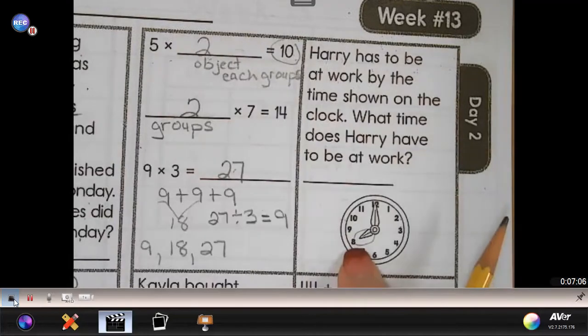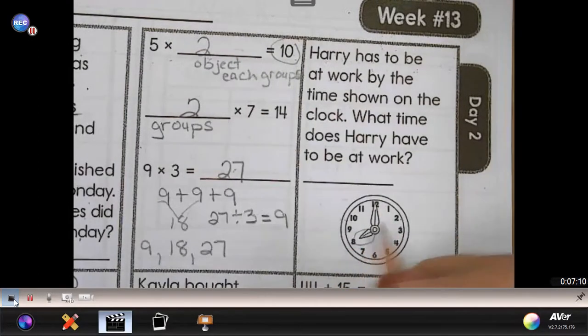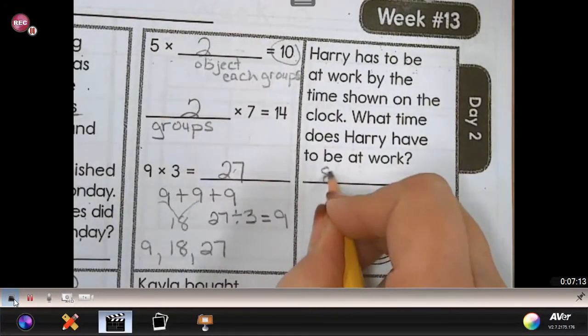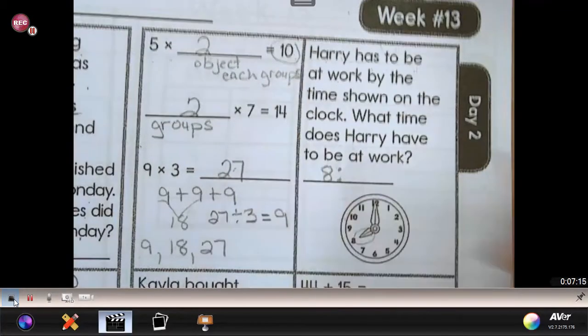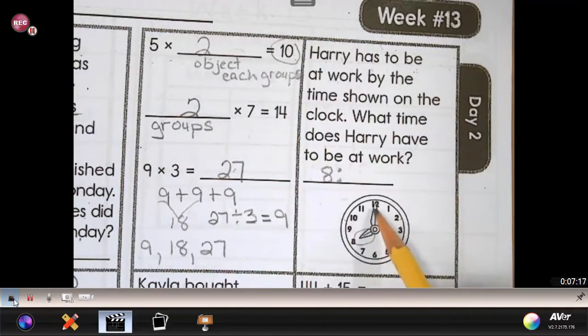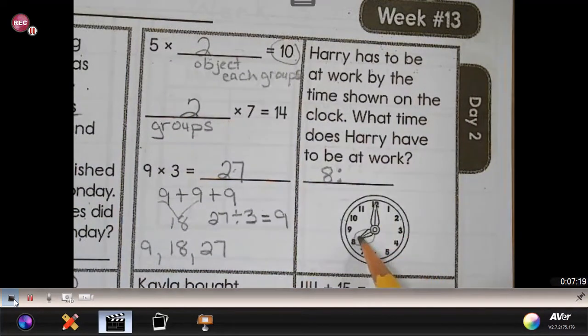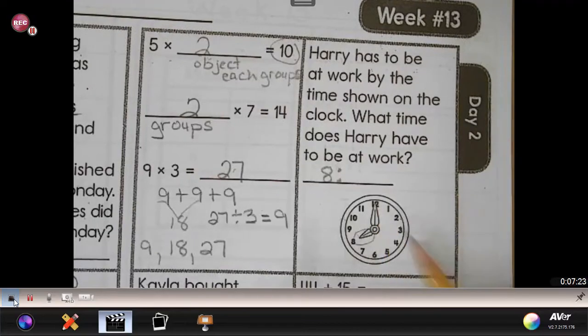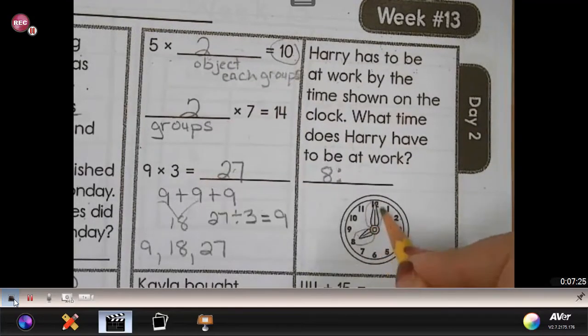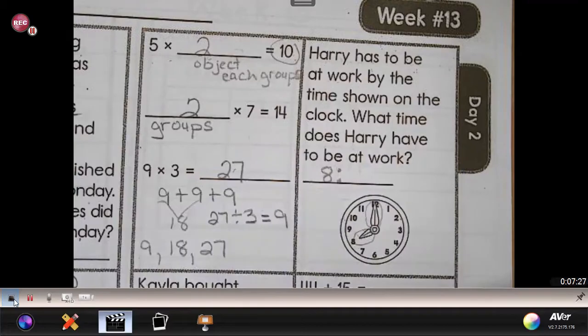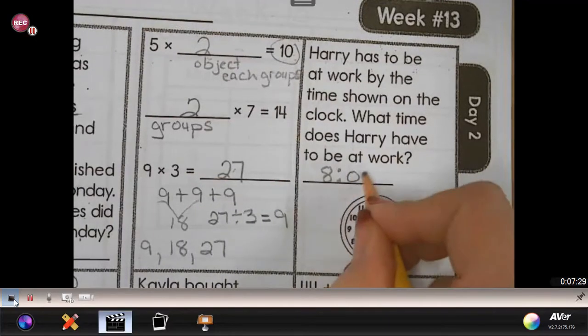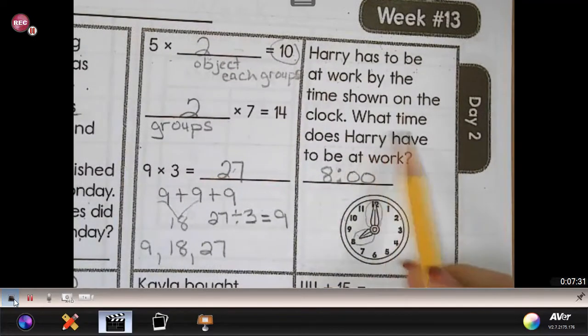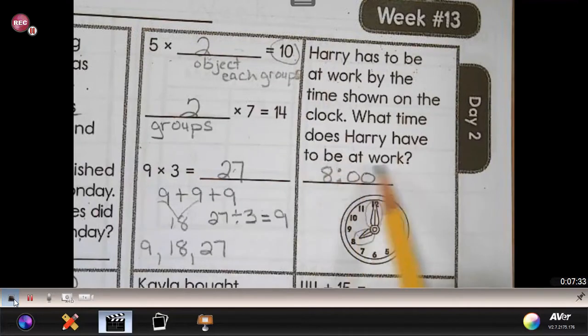The shorthand is telling us our hour. So if you notice, our shorthand is telling us it's on the 8 exactly. As the minute hand would continue to go around, that 8 would get closer and closer to the 9. However, since this is pointing directly at the 12, we know it's on an exact hour, which means it's 8 o'clock. Now, what time does Harry have to be at work?